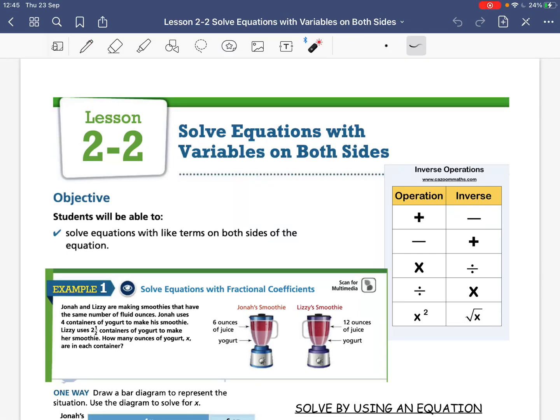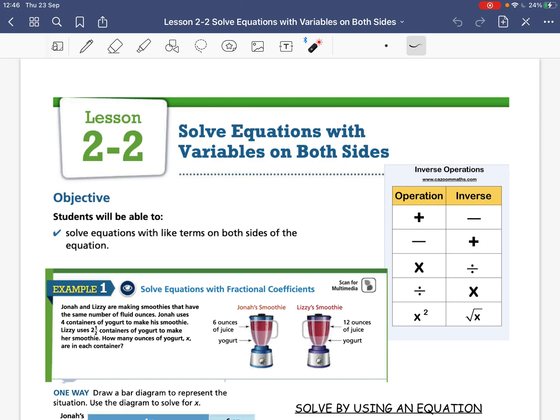All right, hi class. Today we're going to be looking at lesson 2-2. We're going to be solving equations with variables on both sides. So the objectives for today is we're going to be solving equations with like terms, and those terms will be on both sides of the equation. So both sides of the equal sign.